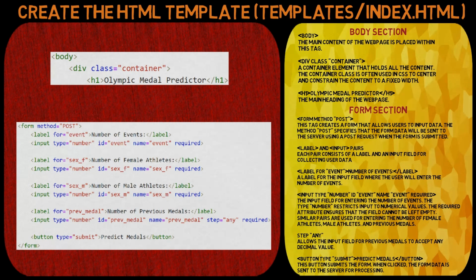step="any" allows the input field for previous medals to accept any decimal value. "Predict Medals" is the button that submits the form. When clicked, the form data is sent to the server for processing.